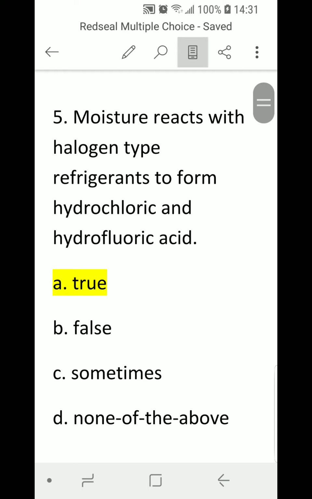Number 5. Moisture reacts with halogen type refrigerants to form hydrochloric acid and hydrofluoric acid. Is this statement A. True, B. False, C. Sometimes, or D. None of the above? Correct answer is A. True.